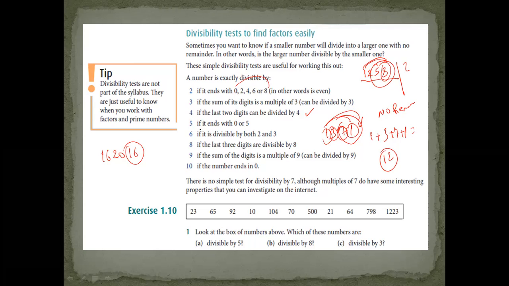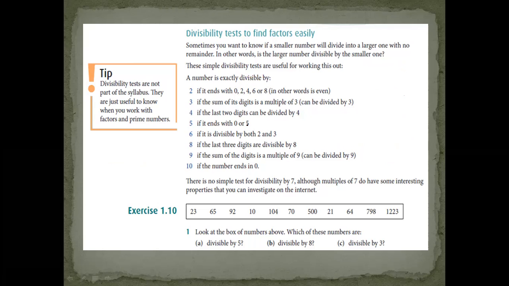And 5: if it ends with 0 or 5, for example 12,560, it is divisible by 5. Why? Because the last digit of this number is 0. And the rule says 0 or 5: if the last digit is 0 or 5, this number is divisible by 5 without remainder.